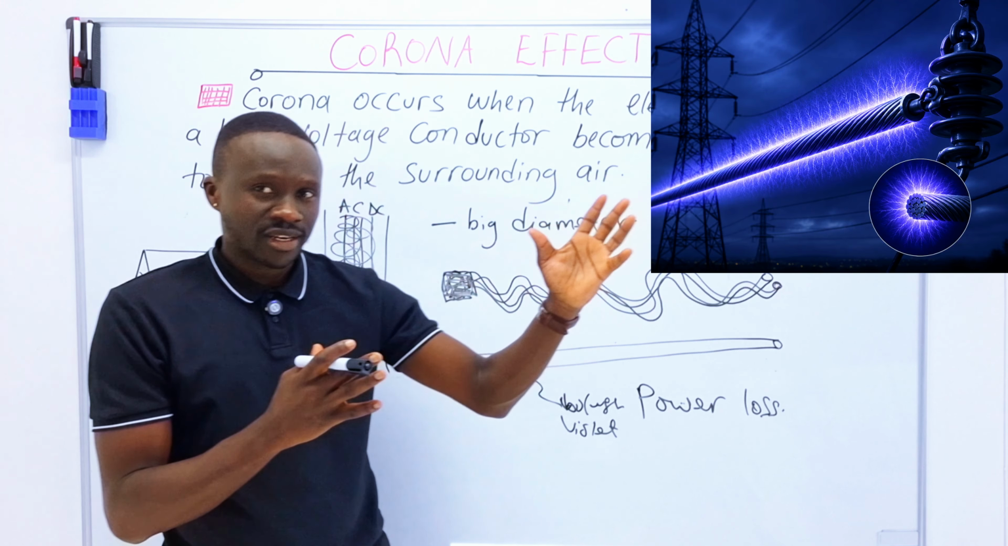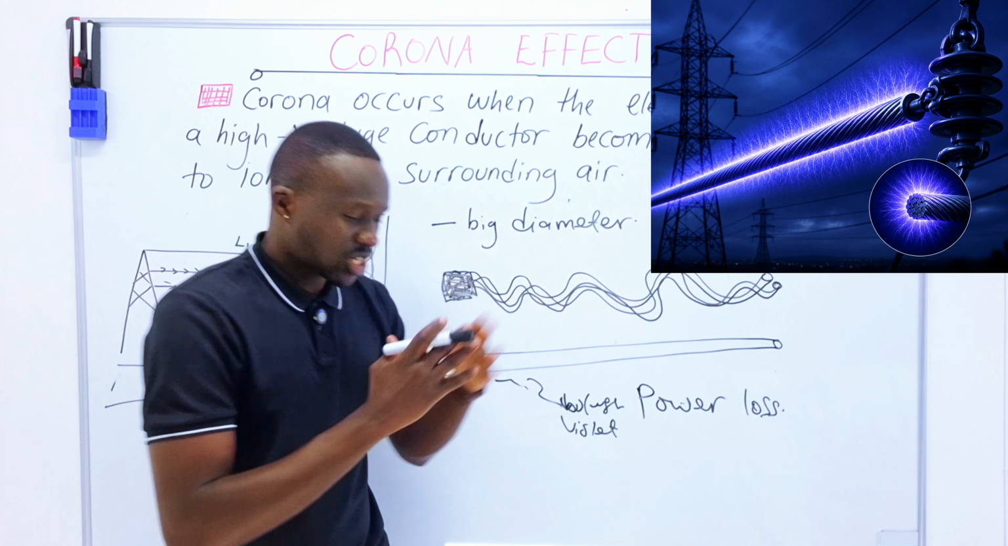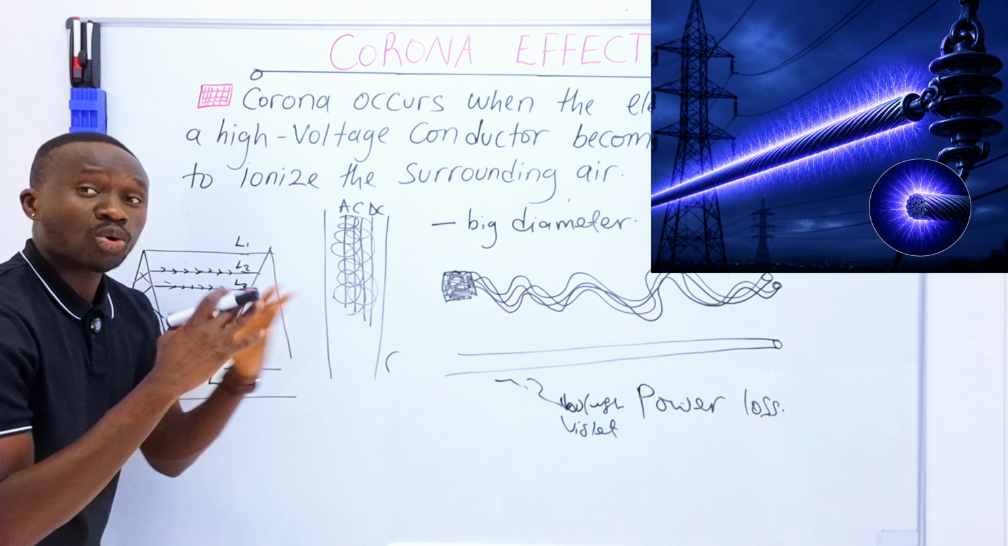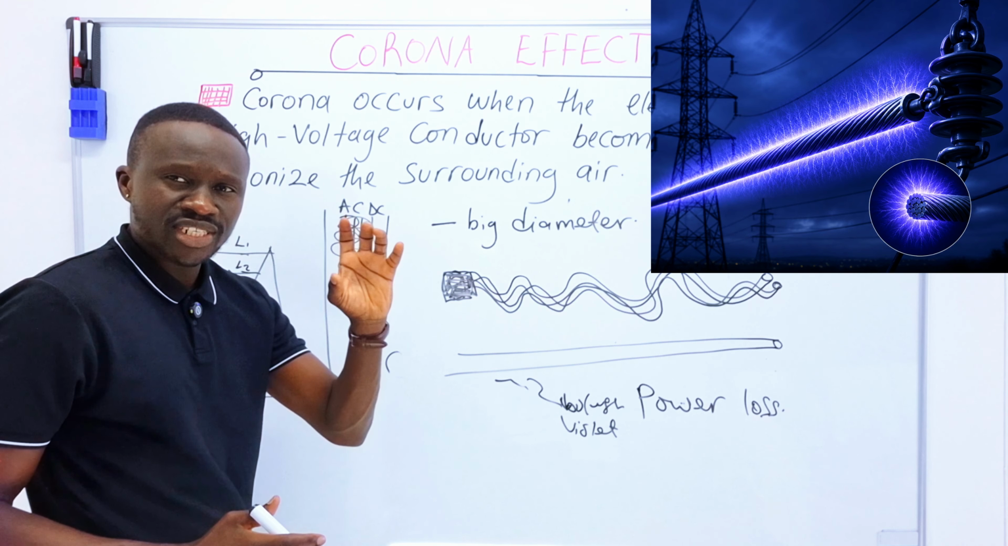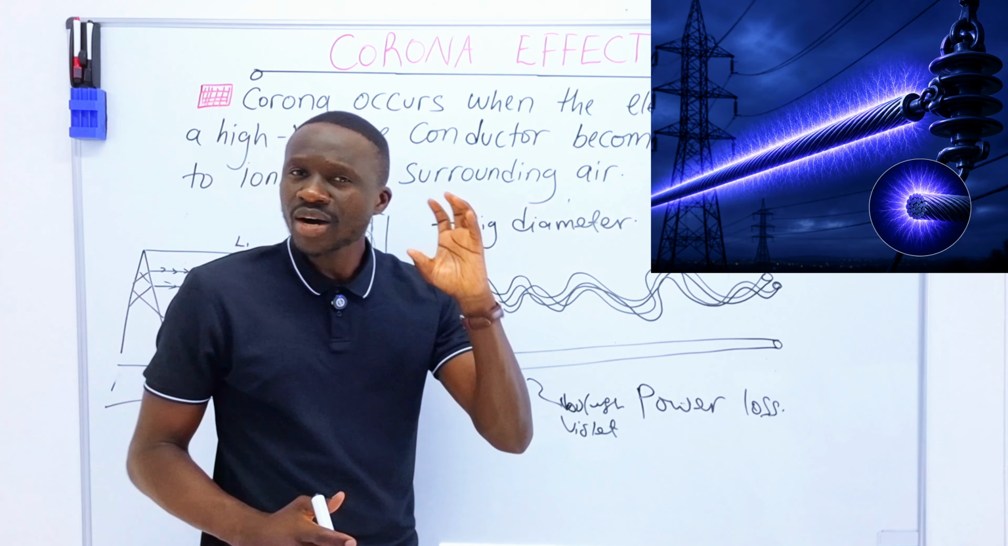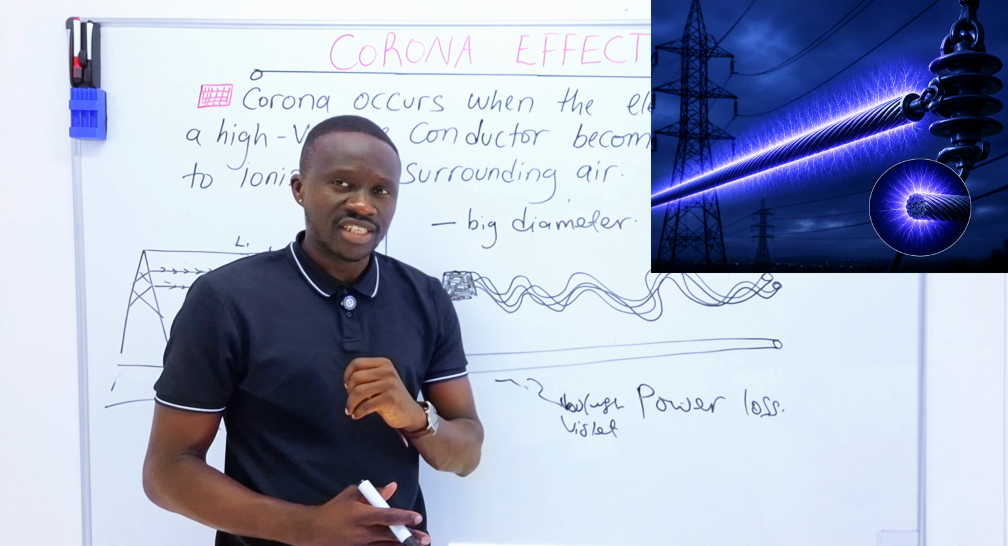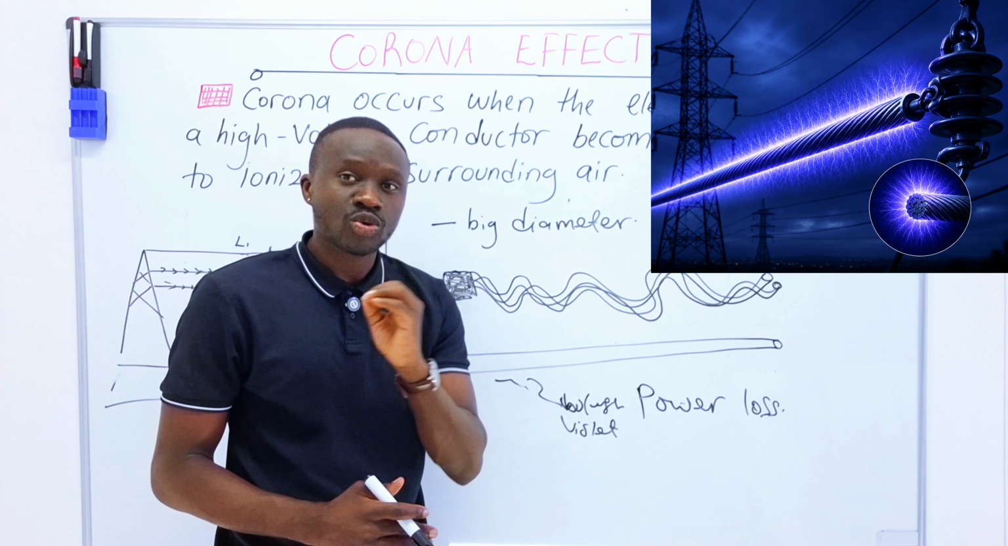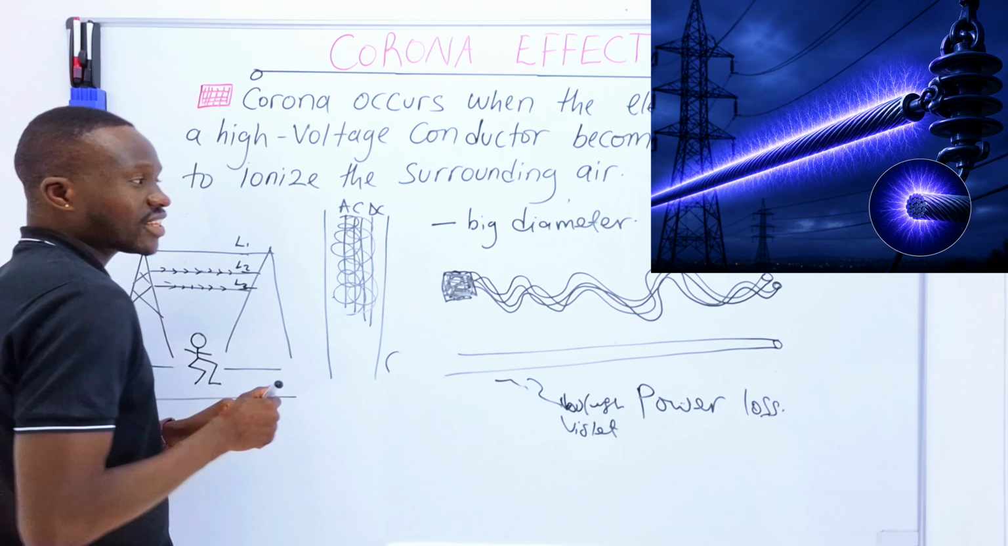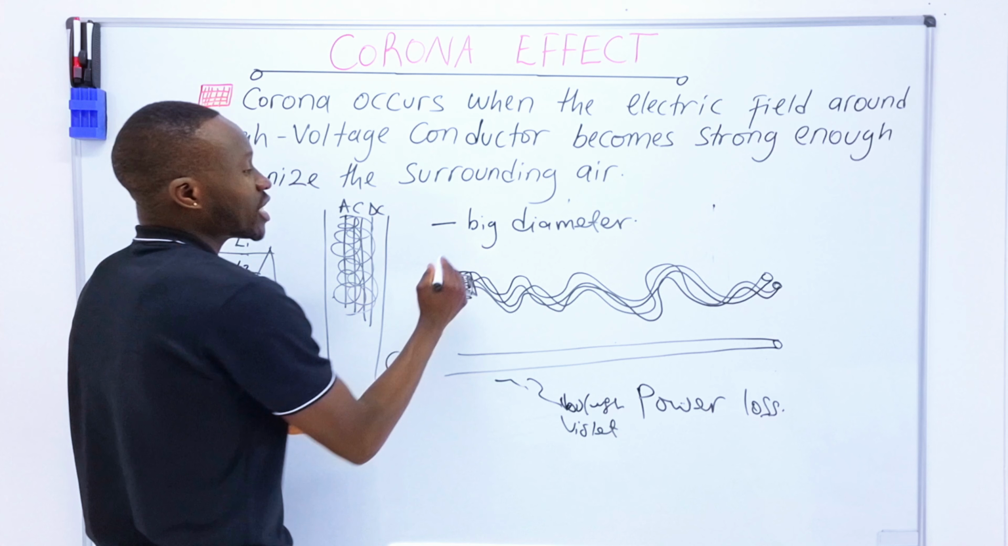And once they ionize the air molecules, the corona effect will happen. You will see that bluish, purplish color. That is the corona effect, and you will hear some sound. Those sounds indicate the corona effect is happening in that area, in that conductor. Okay? Another thing they did is conductor spacing.